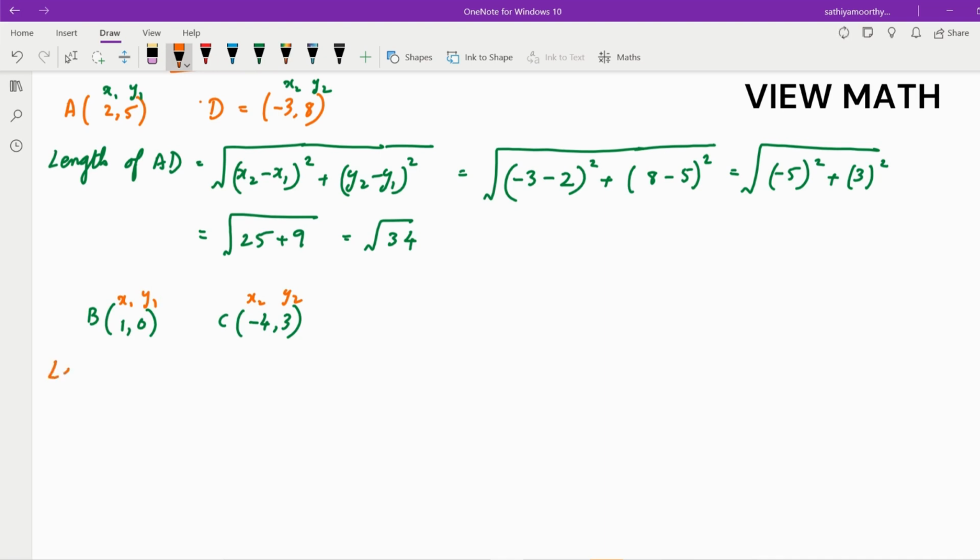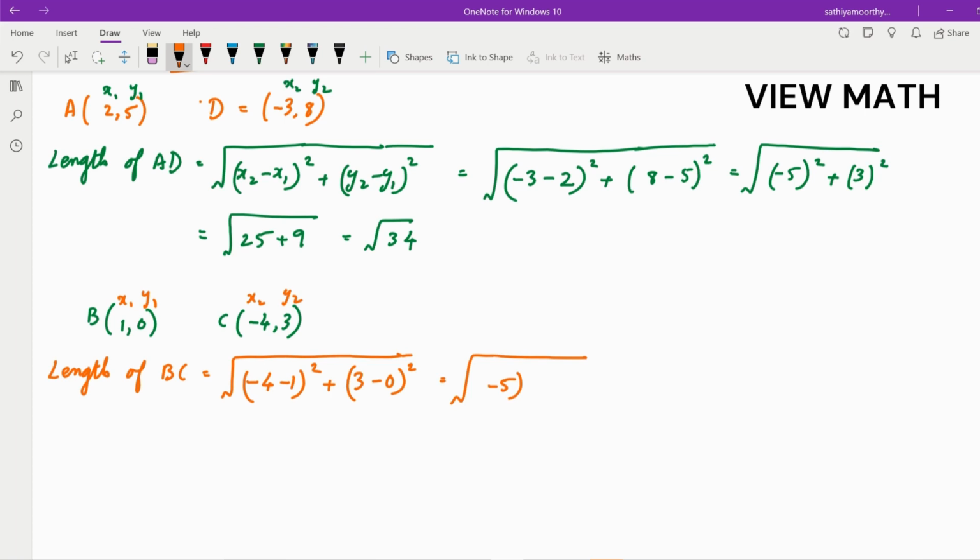Length of BC is equal to square root of (x2 minus x1) the whole square plus (y2 minus y1) the whole square. Let me simplify this. This is equal to (-4 minus 1 is -5) the whole square plus 3 the whole square. So I get square root of 25 plus 9, which is equal to square root of 34. So now I can see that AD is equal to BC.